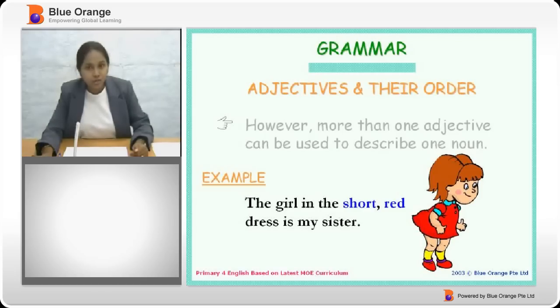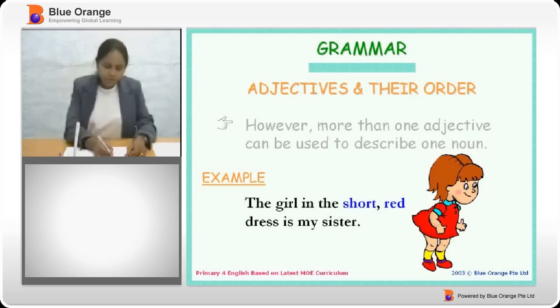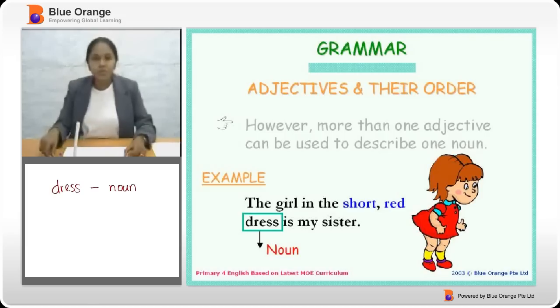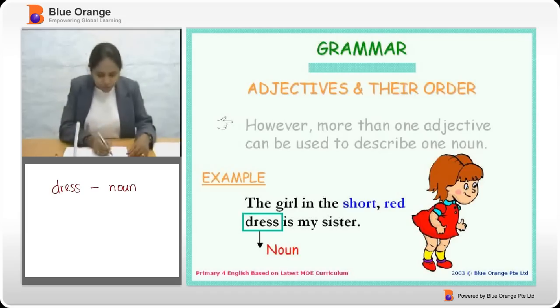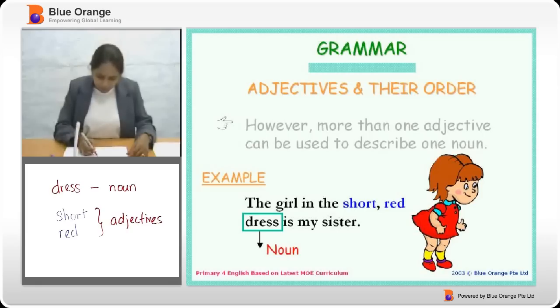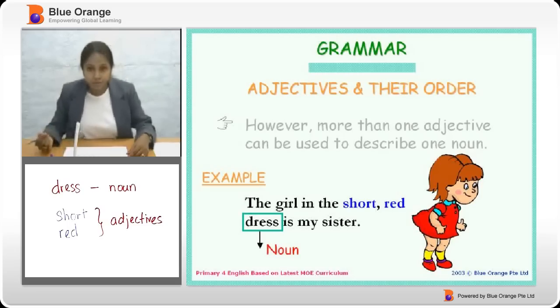The girl in the short red dress is my sister. Now here we know that dress is the noun and we use two adjectives to describe the dress. We use short and we use red. So these are the adjectives that we have used to describe the dress.